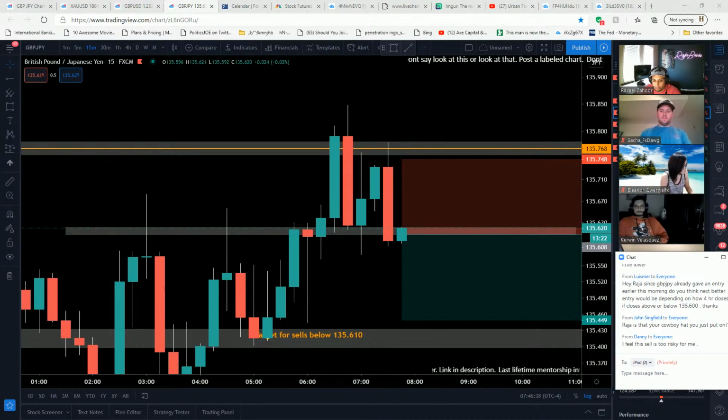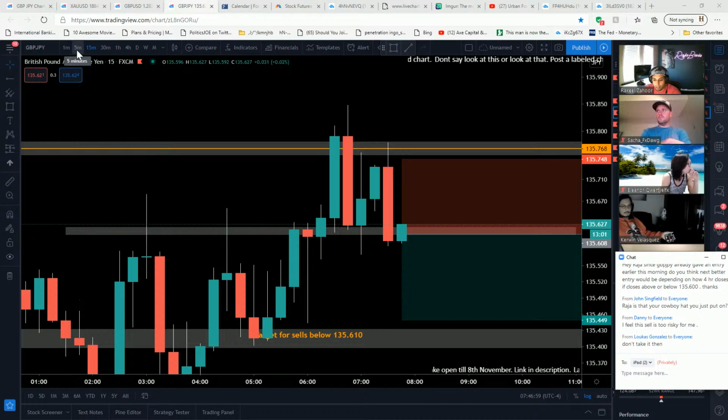I feel the sell is too risky for me. Okay, so if someone feels like the sell is too risky and they're not sure, just don't take the trade. You can take a paper trade. You can take a small risk. There's a lot of things you can do at this point other than take a trade.